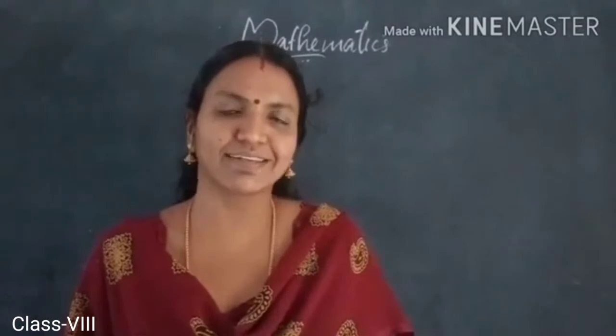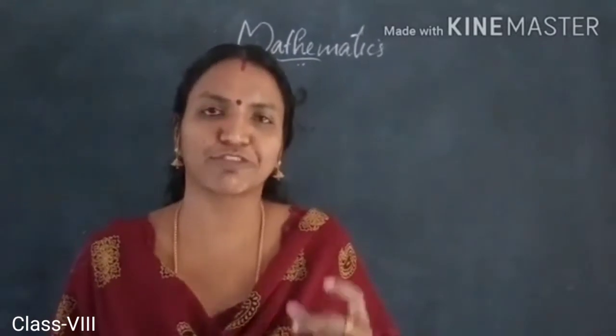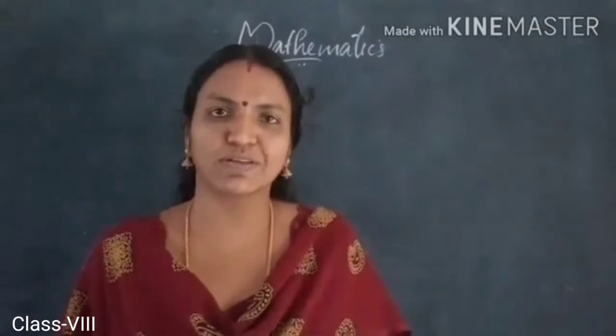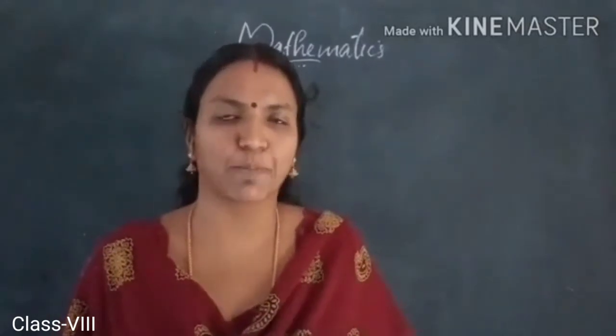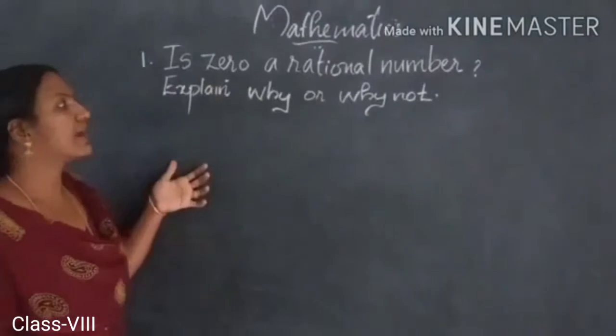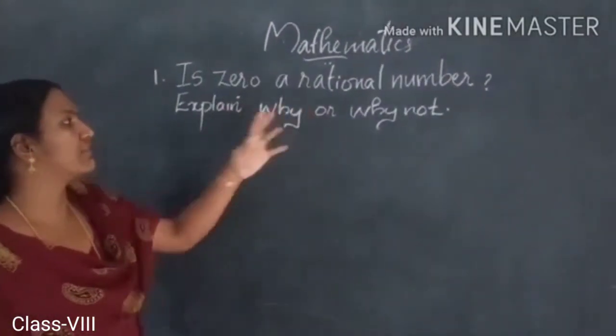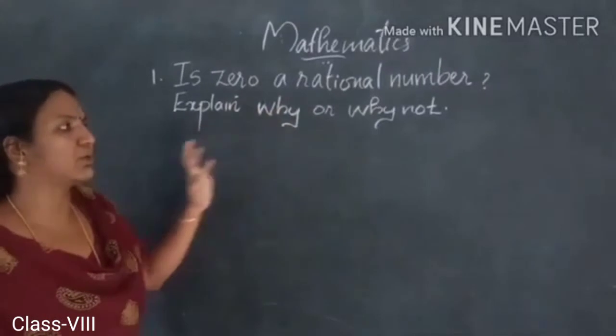In the last class, we have learned properties of rational numbers. In today's session, we shall solve some problems using properties of rational numbers. Let's start the first question of exercise 1.3. Is 0 a rational number? Explain why or why not.